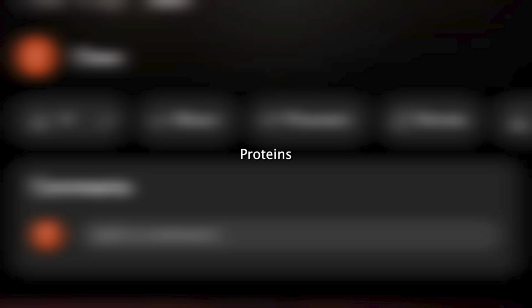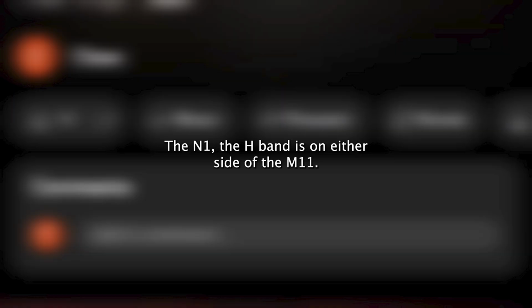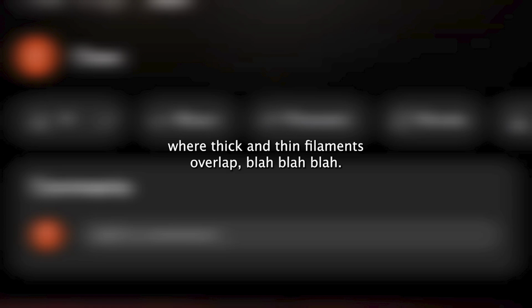Proteins stabilize the position of thick filaments at the M line. The H band is on either side of the M line. It has thick filaments but no thin filaments. The zone of overlap is the dark region where thick and thin filaments overlap. Blah, blah, blah. You probably have no idea what I'm talking about. No, right? A picture is worth 1,000 words. I'll show you a picture in a second.